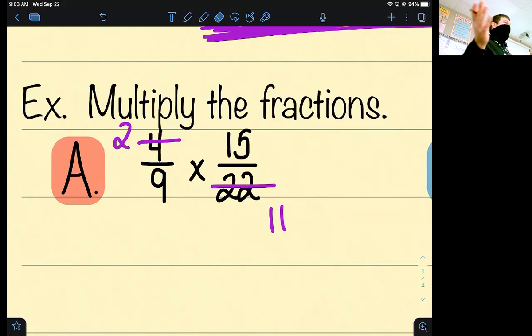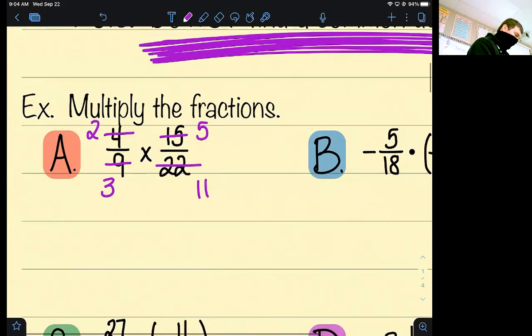Speaking of which, that means I'm not done canceling then. What do you see that goes into 9 that also goes into 15, Anna? 3. 3 goes into 9 3 times. And how many times does 3 go into 15? 5 times. Before I started this problem, you may have known what 4 times 15 was. Maybe you didn't. But did you know what 9 times 22 was? No, you'd have to go off to the side to do that, wouldn't you? What about now? What's 2 times 5? What's 3 times 11?